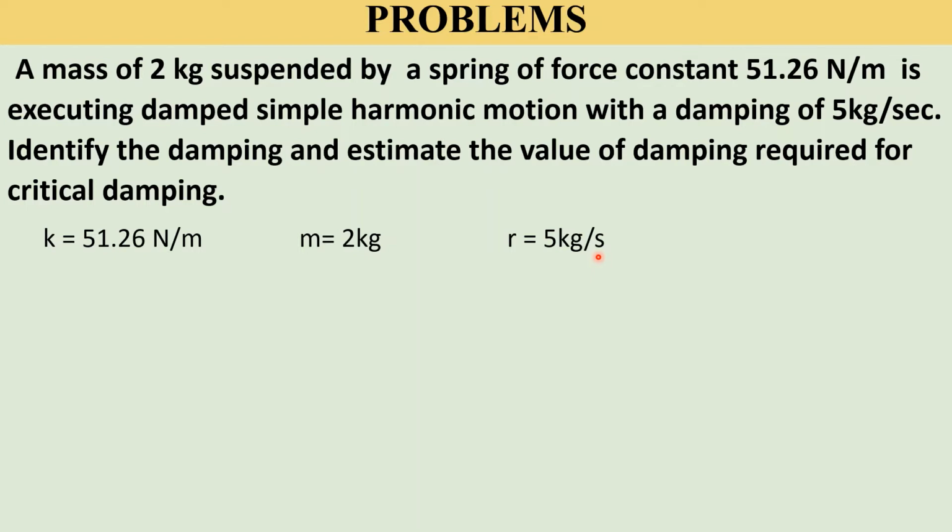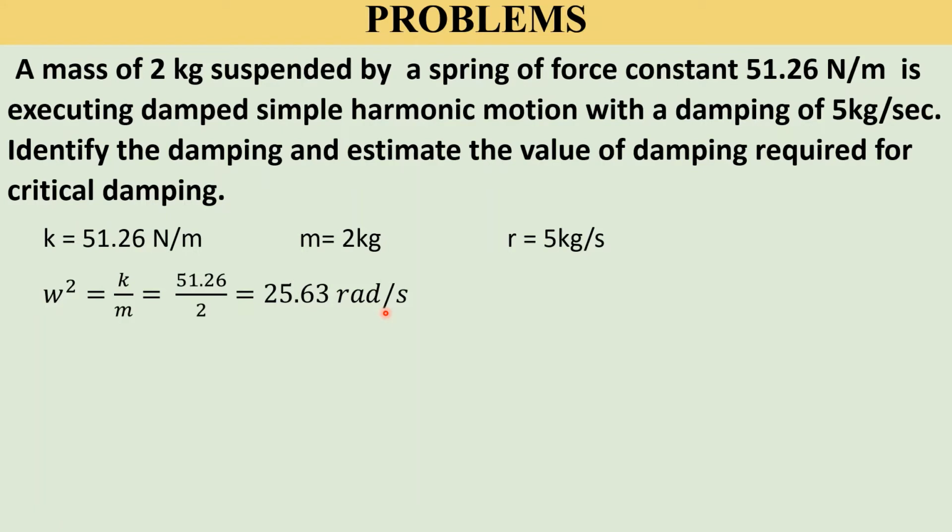Omega is nothing but the natural frequency of the system. So omega squared is equal to K divided by M. So that is 51.26 divided by mass, which is 2 kg, so 25.63. So that is the square of the angular frequency.